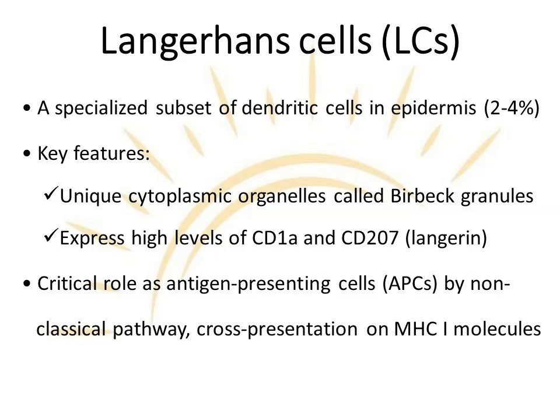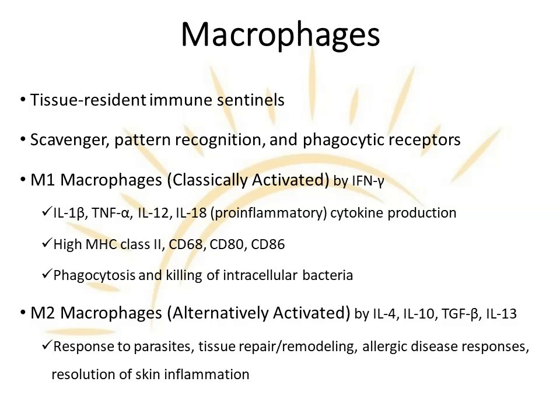Langerhans cells. Langerhans cells are specialized dendritic cells located within the epidermis, where they make up approximately 2 to 4% of epidermal cells. They are positioned between keratinocytes and continuously monitor the skin for invading pathogens. A unique feature of Langerhans cells is the presence of Birbeck granules, which have a characteristic tennis racket appearance under the electron microscope. They express high levels of CD1a and CD207 or Langerin, which helps internalize antigens and promote cross-presentation through MHC class I molecules, allowing activation of CD8-positive T cells.